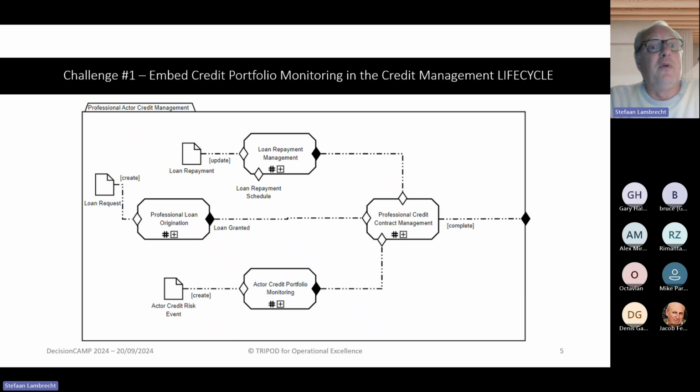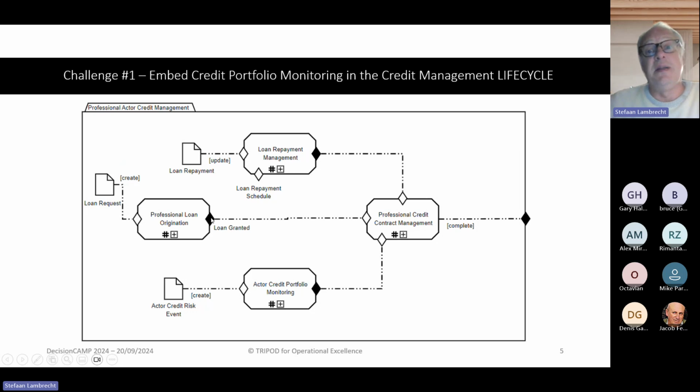Normally, credit portfolio or credit management starts with loan requests that come in from a customer. So a customer needs money for something, for investments, for credit cards, for whatever. They hand in a loan request with the organization. Then that is handled within a domain which contains a number of processes, which is called loan origination. If everything goes well, the loan is granted.